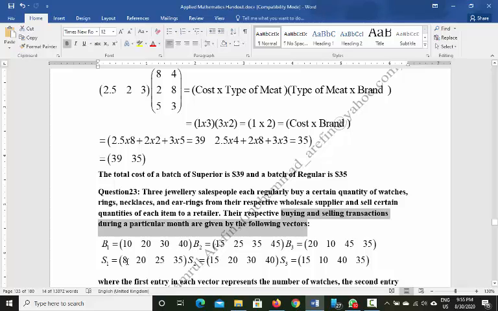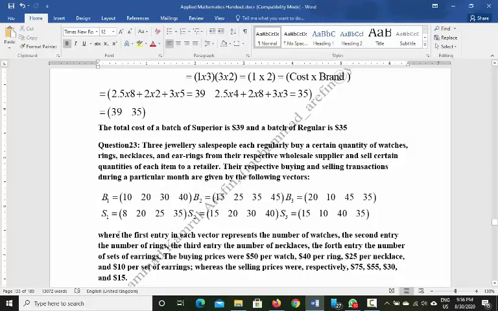In that month, he could sell 8 watches, 20 rings, 25 necklaces, and 35 earrings. So in the columns we have jewelry types. This one represents watch, this one represents rings, this one represents necklace, and this one represents earrings. In the columns we have the type of jewelry, and in the rows we have the quantity of jewelries.